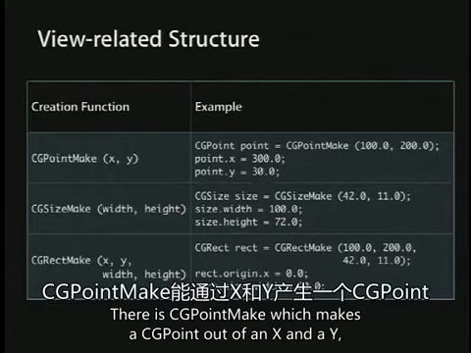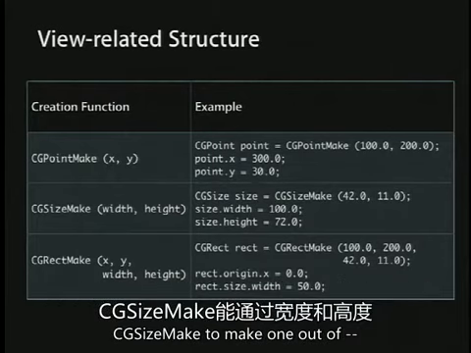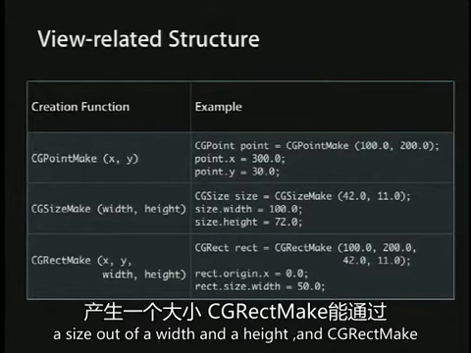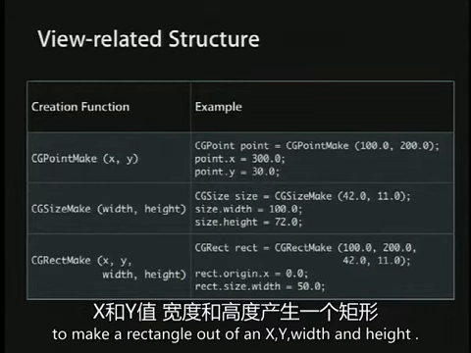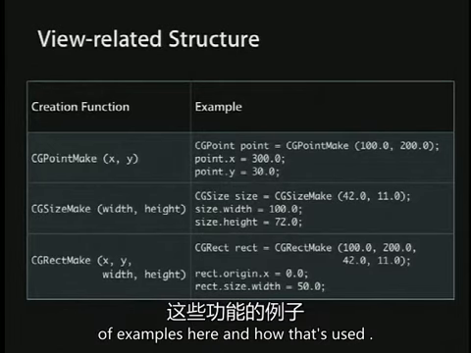There's CGPointMake, which makes a CGPoint out of an X and a Y. CGSizeMake makes a size out of a width and a height. And CGRectMake makes a rectangle out of an X, Y, width, and height. And you can see a couple examples here of how that's used.